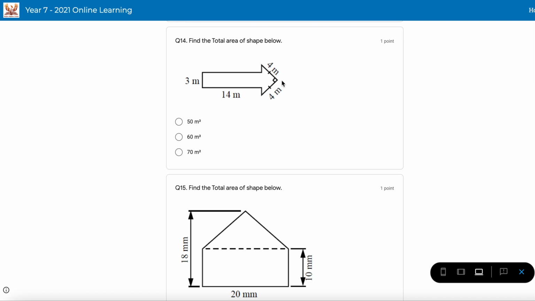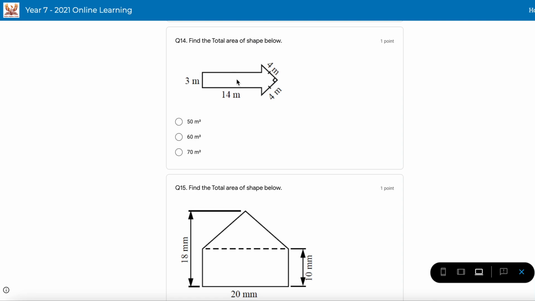If we tilt our head to the side a bit, we can say that this is the base and that's the perpendicular height. So we can find the area of that triangle quite easily. The area of a triangle is half times base times height, and this is going to be our base and this is going to be our height. So half times 4 times 4, which is 8 meters squared. That will be our area for the triangle.